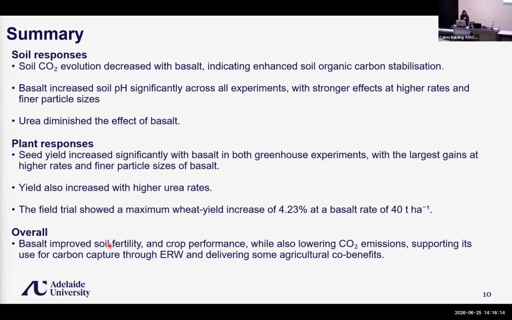And when we talk about the plant responses, the seed yield increased significantly with basalt in both the greenhouse experiments, with the largest gains at higher rates and finer particle sizes of basalt, and yield also increased with higher urea rate applications. The field trial showed a maximum wheat yield increase of 4.23% at 40 tons per hectare, even though this increase was not statistically significant. And overall, I found that basalt improved soil fertility and crop performance while also lowering carbon dioxide emissions, supporting its use for carbon capture through enhanced rock weathering, while delivering some agricultural co-benefits.